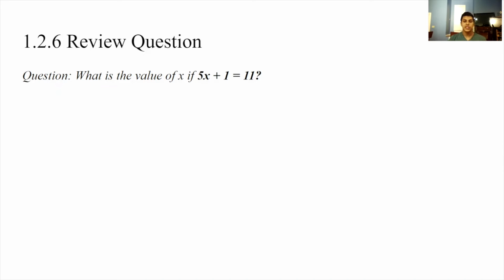But before we actually get to the questions, I'm going to give you an algebra question to try, because it's really important that you know how to solve these in order to successfully complete those questions. So if you want to try this question, I'll give you a few seconds to pause the video, and then I'll explain it after that.